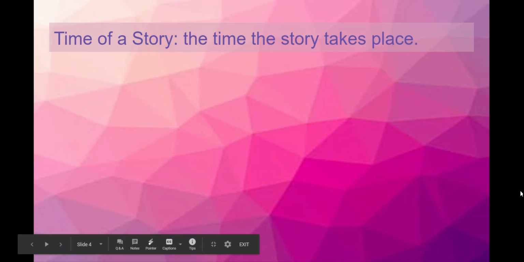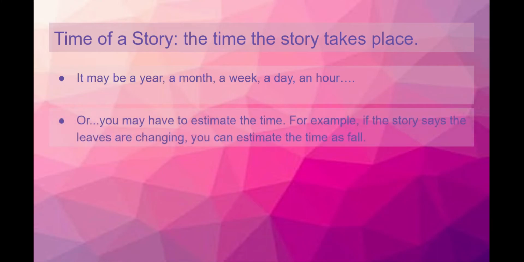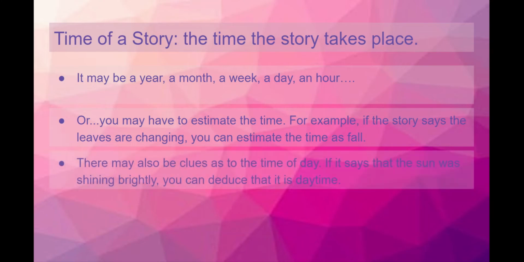The time of the story is exactly what it sounds like. It's when the story takes place. It may be a specific year, like 2020, a month, a week, a day, an hour, or you may have to estimate the time. For example, if the story says the leaves are changing, you can estimate the time as fall. There may also be clues as to the time of day. If it says that the sun was shining brightly, you can deduce that it is daytime.